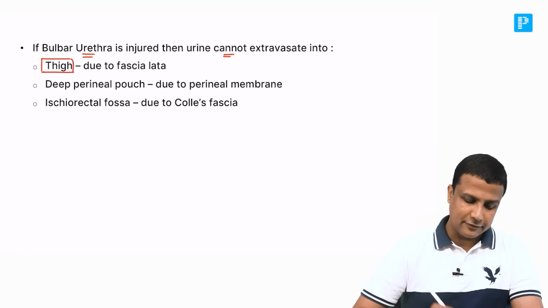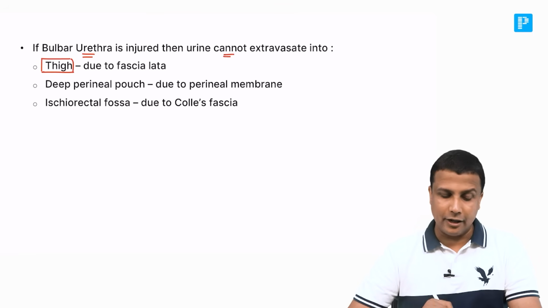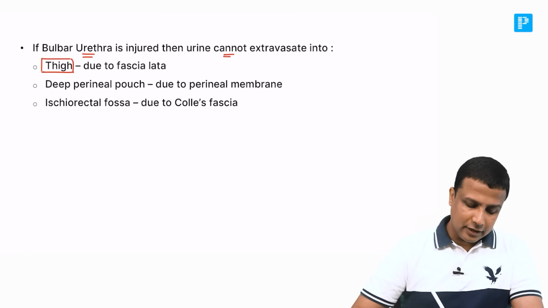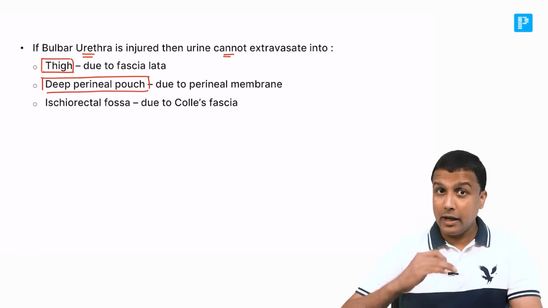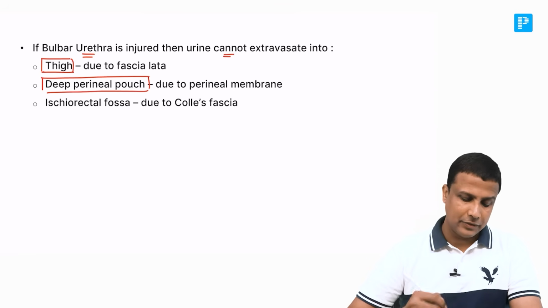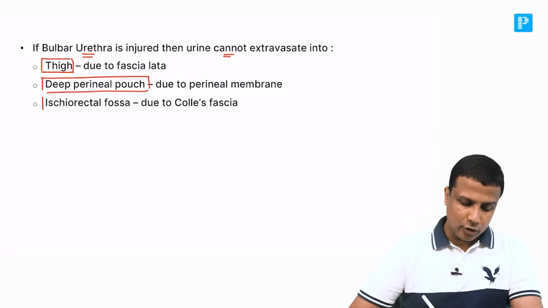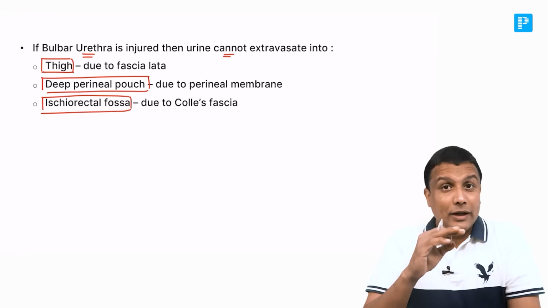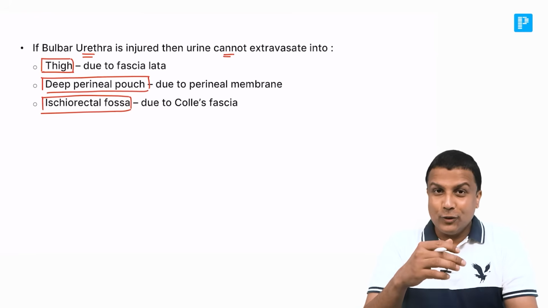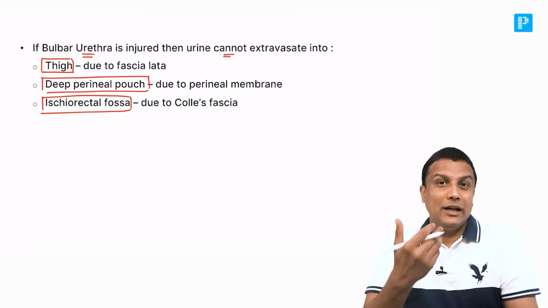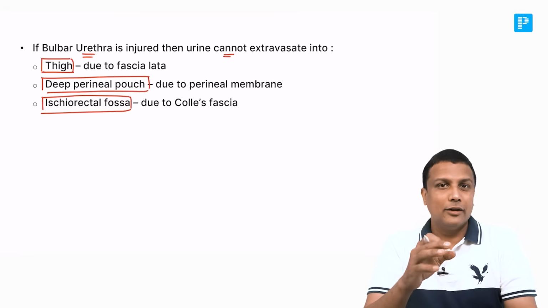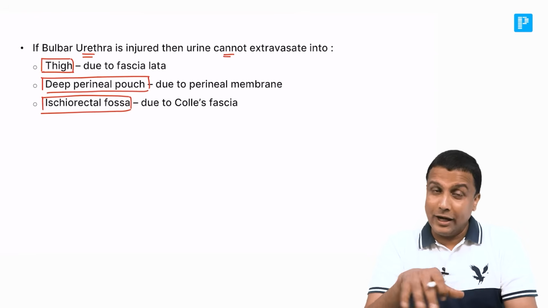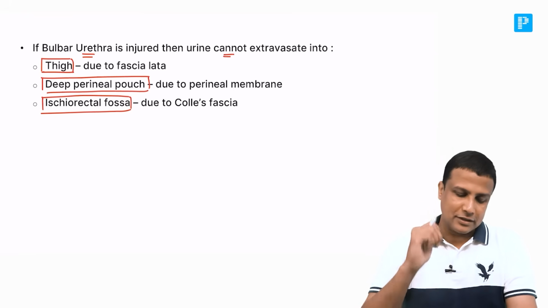Why? Because there is a fascia present there, that is fascia lata. Similarly, the urine cannot go into the deep perineal pouch due to the presence of which membrane? Perineal membrane present over there. Similarly, the urine cannot go into ischiorectal fossa. Why? Because of the presence of Colles fascia. So not only places where the urine is going, you also have to remember where the urine cannot extravasate out and what is the reason for that. I hope this is clear.